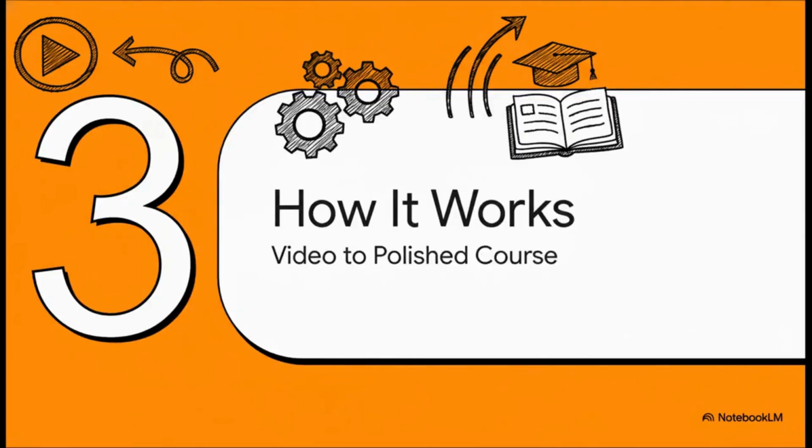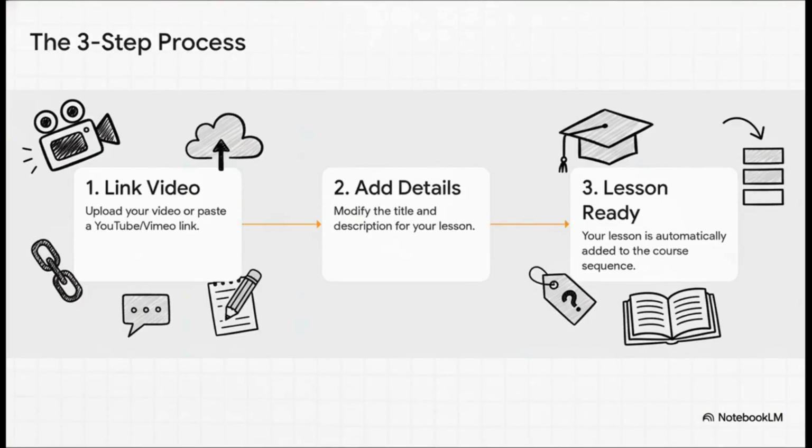So how does it actually do that? From what we're seeing, the whole process is designed to be ridiculously simple. Let's just walk through the three main steps. It really does boil down to this. First, you either upload your video or you just grab a link from YouTube or Vimeo and paste it in. Step 2, you give it a title and a description. And that's pretty much it. The system instantly creates the lesson and pops it right into your course structure exactly where it's supposed to go.